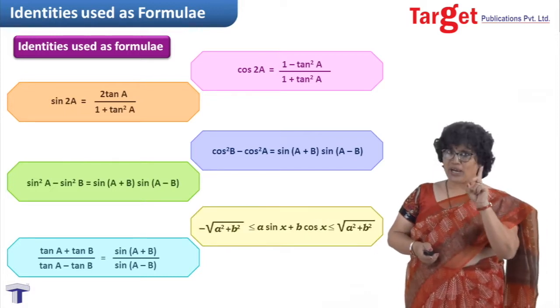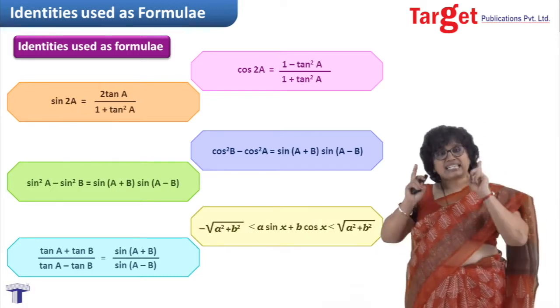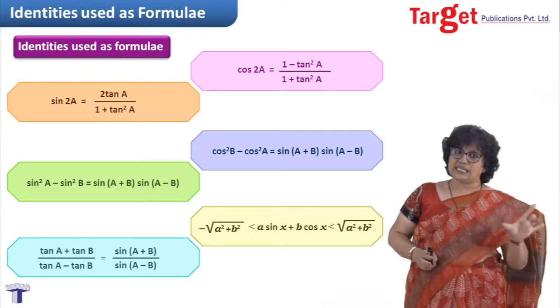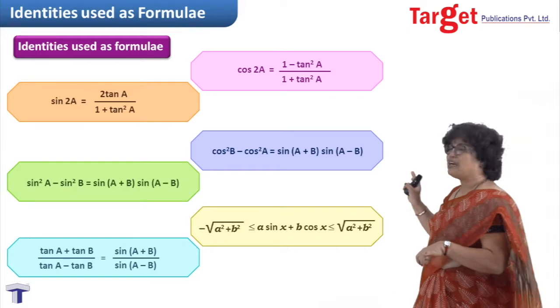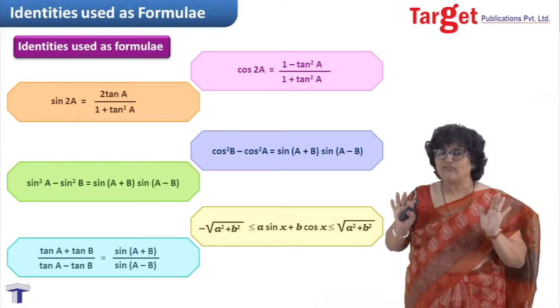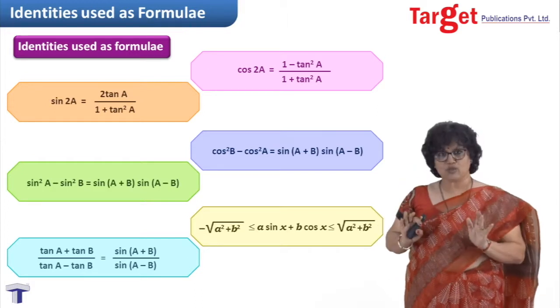And one more before I leave from here. It is that a sin x plus b cos x always lies between minus under root a square plus b square and plus under root a square plus b square. This property would be extremely useful when you go for problem solving sessions.